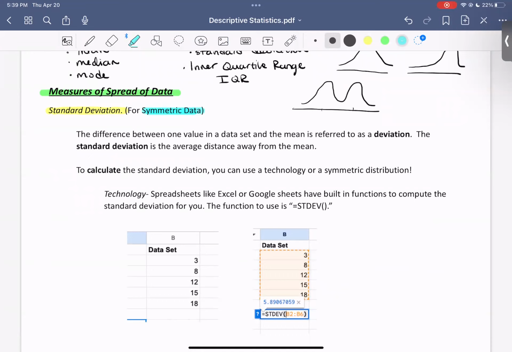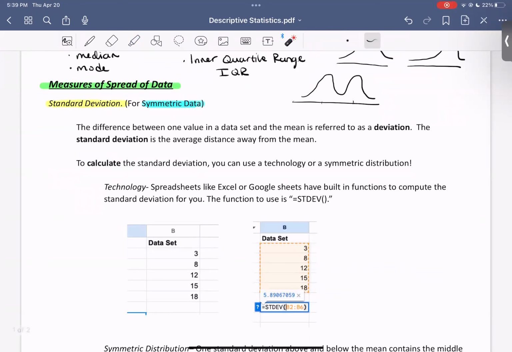What is standard deviation? Well, the difference between one value in a data set and the mean is referred to as the deviation of that data value. So if we let X bar equal our mean, and X is equal to a data value, the deviation of that value is just the difference. Typically, we take an absolute value because we don't care if that difference is positive or negative. We just care about its size. So then the standard deviation, which is the measure we care about, is the average of these distances away from the mean. That is, the standard deviation is, in some sense, the average deviation of all of our data values.